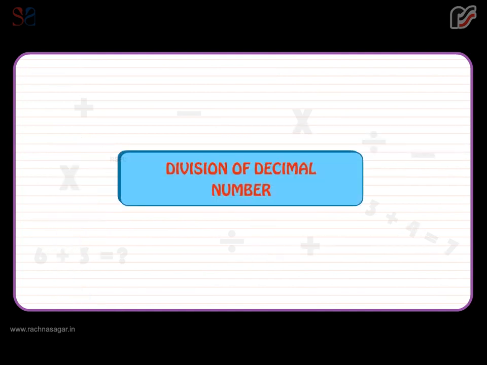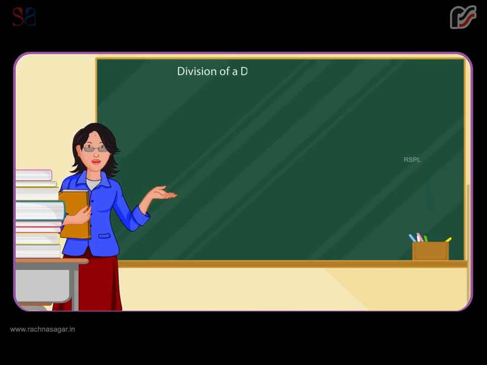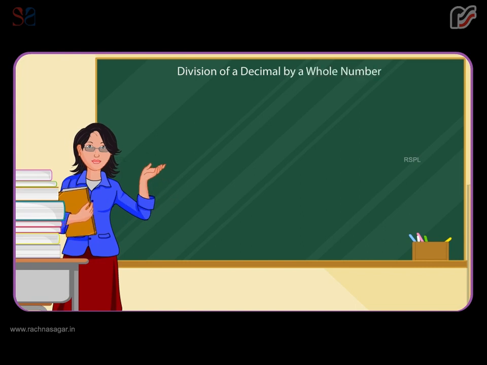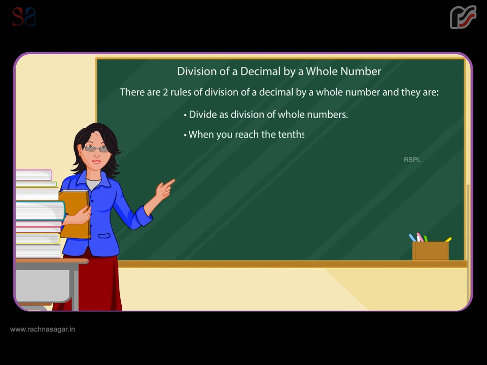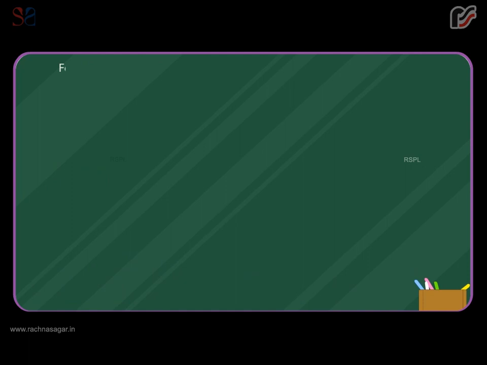Division of decimal numbers. Division of a decimal by a whole number. There are two rules of division of a decimal by a whole number, and they are: divide as division of whole numbers. When you reach the tenth digit, place the decimal point in the quotient. For example, divide 100.4 by 25.